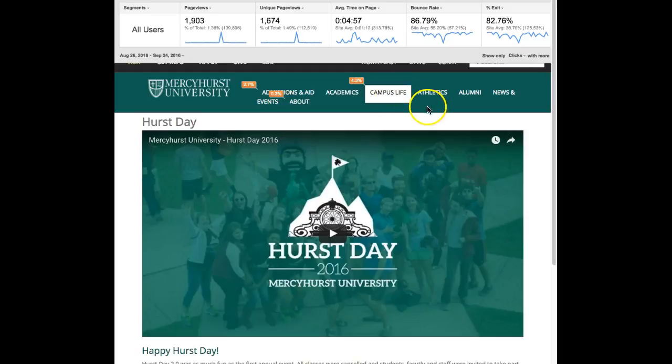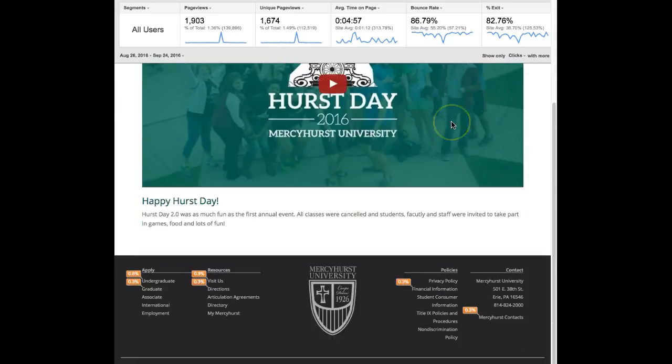That's a good thing, right? So we know that people went here and they clicked on it. They want to learn more about campus life. If I were at Mercyhurst running the website, that's a pretty good win. They're also going to admissions. They're going to about. These are three things I would definitely want them to do.